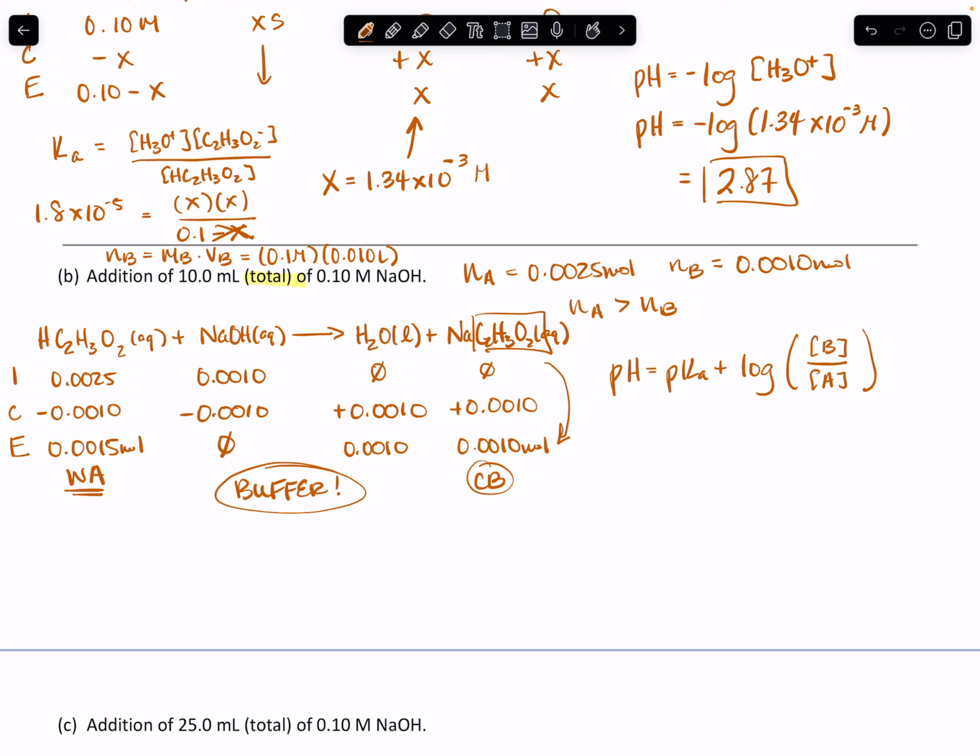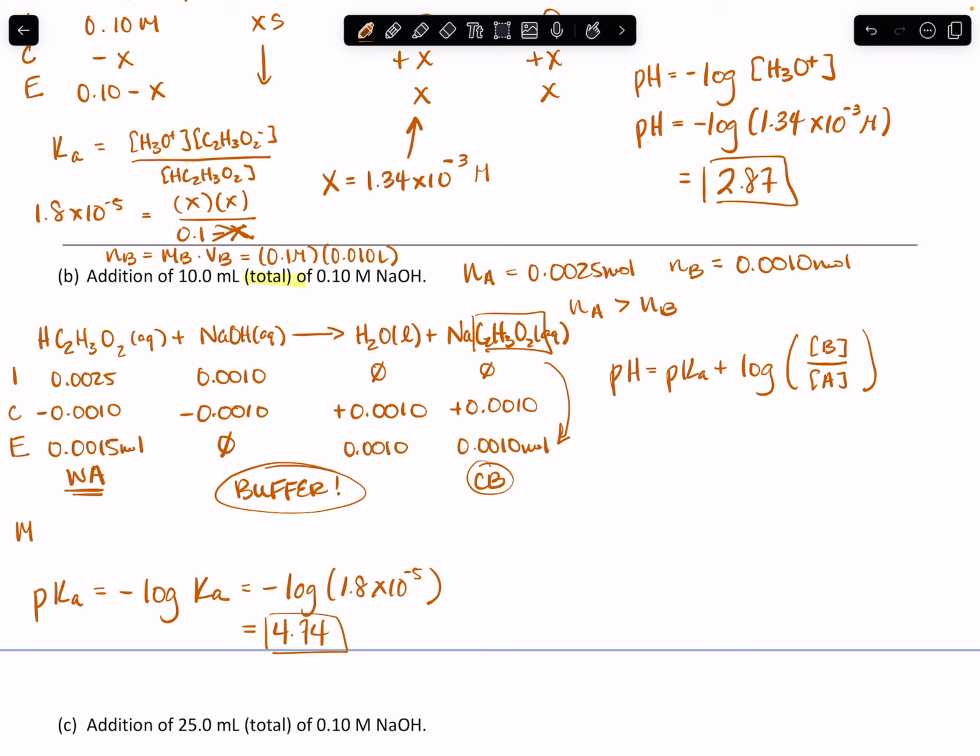Well, I can determine the concentration of the acid and the base. I need to take my moles and divide by my total volume. I'll do that in a second. I also need the pKa. Just like pH, pKa is the negative log, but of the Ka value. So in this case, negative log of 1.8 times 10 to the negative fifth. So that pKa is going to be equal to 4.74. So I'm going to need that value.